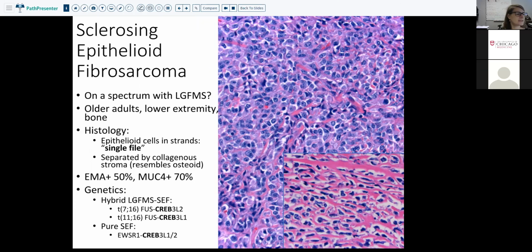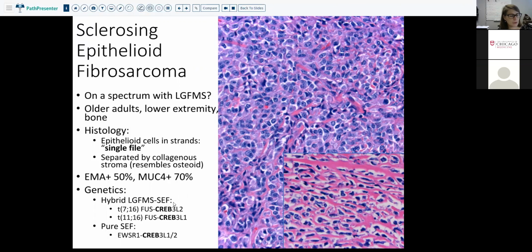So this is characterized by, it almost kind of looks like lobular carcinoma, with these files of cells in this fibroblast collagenous stroma. And so the cells tend to be pretty monotonous, relatively bland, not very pleomorphic, not very mitotically active compared to our other high-grade sarcomas, right? But they stain for EMA, and just like low-grade fibromyxoid, they stain for MUC4.